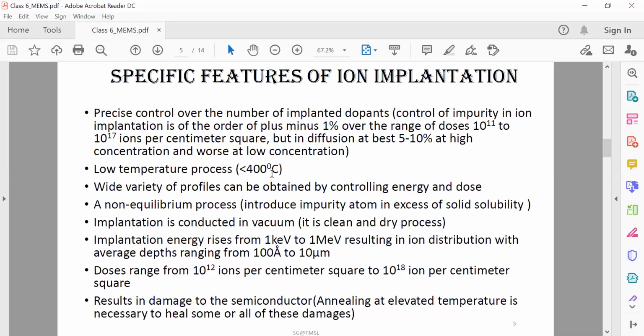Okay, a variety of profiles can be obtained by controlling energy and dose, which is not possible in the case of diffusion. Different kinds of profiles you can get by controlling energy and dose. I will show some doping profile curves in ion implantation, if possible, which will show you how various kinds of doping profiles you can achieve.